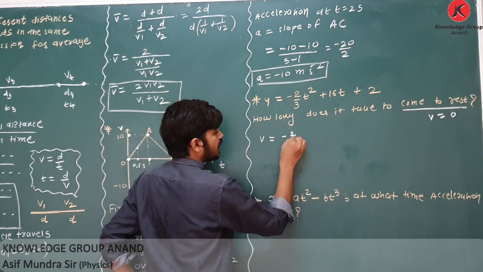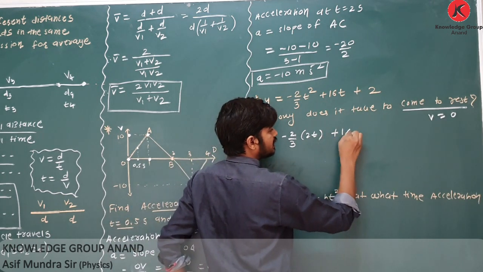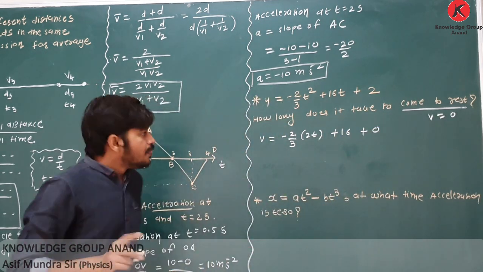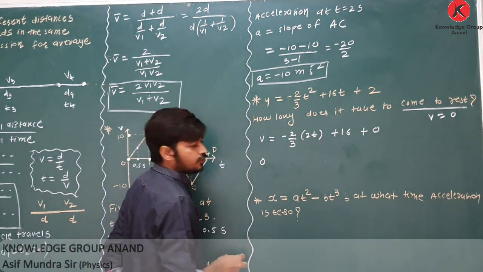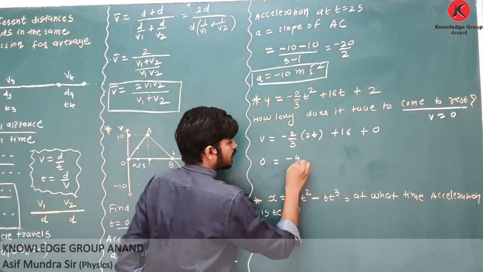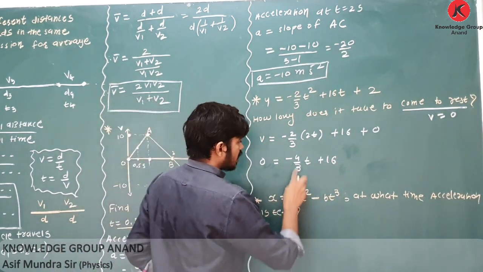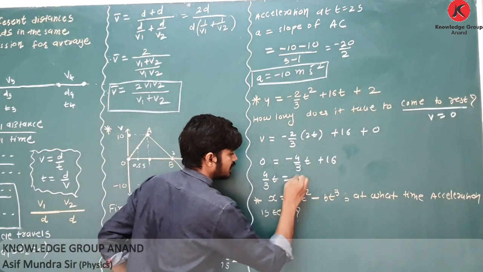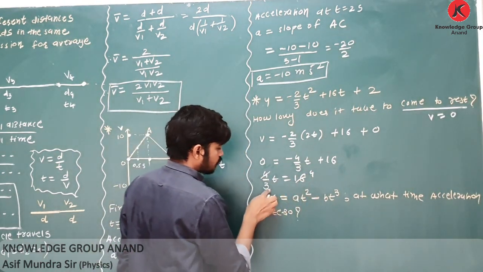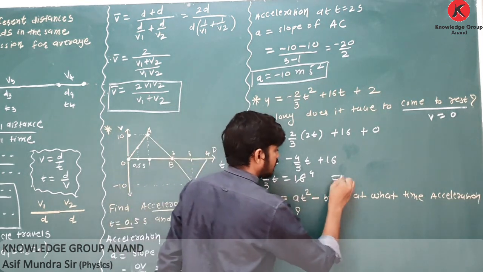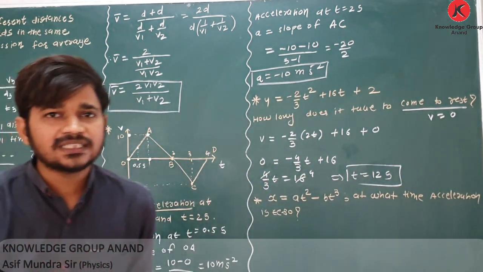V is equal to minus 2 by 3 as it is. Differentiation of t square is 2t, and plus 16 here. Okay, now you have to find how long, meaning time, when velocity is 0. So I put v equal to 0, equal to minus 4 by 3 t plus 16. Any doubt? Okay, now 4 by 3 t on this side is equal to 16. If you take this 3 on the opposite side, you will get t equal to 12 seconds.